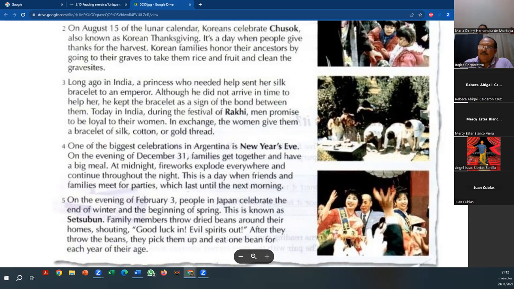One of the biggest celebrations in Argentina is New Year's Eve. On the evening of December 31, families get together and have a big meal. At midnight, fireworks explode everywhere and continue throughout the night. This is a day when friends and families meet for parties which last until the next morning. Okay, very good. So this is, you know, December 31st, similar, right? Families get together, have a big meal, midnight fireworks. Similar to Latin America, right? There might be some differences. Okay, who wants to read number five?